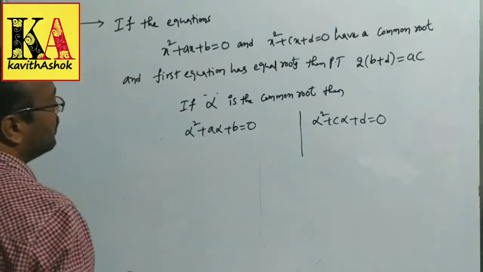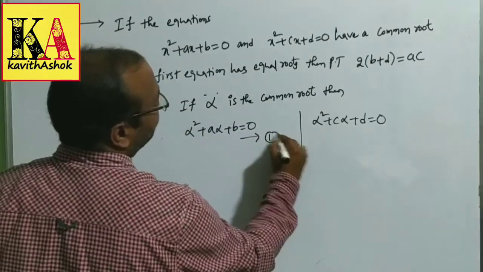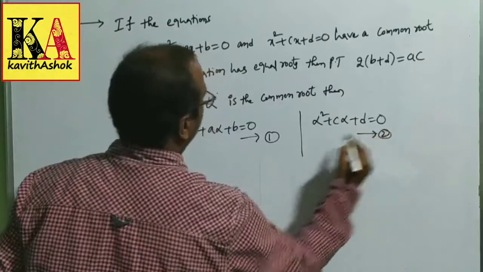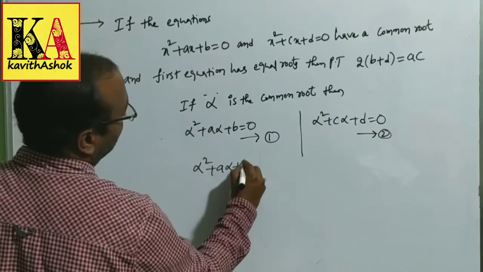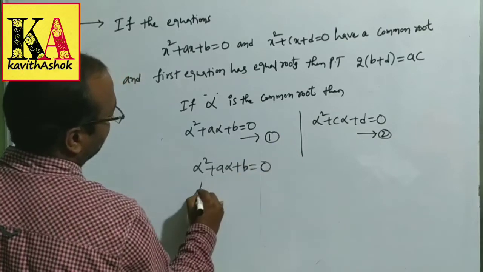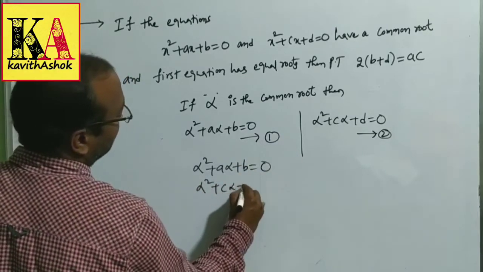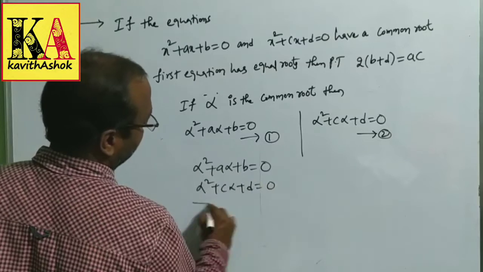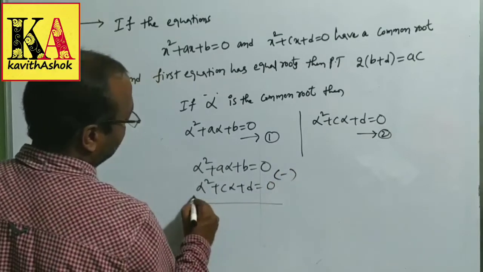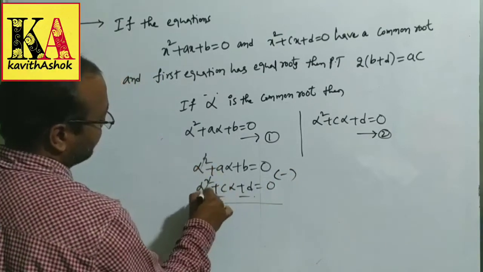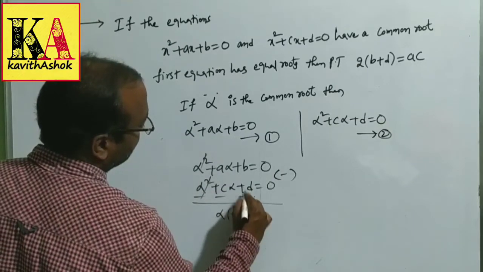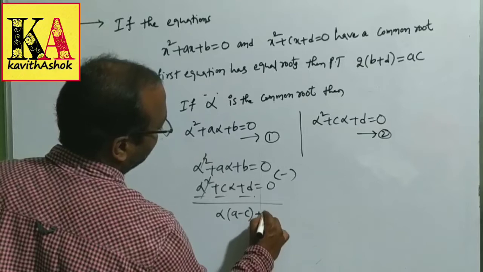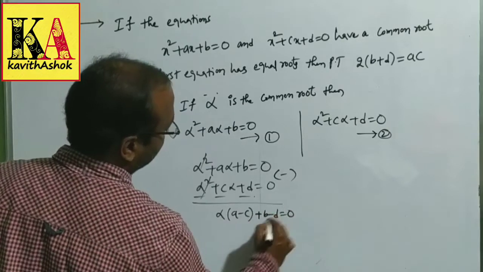So we will solve these two equations 1 and 2. Okay. Now alpha square plus a alpha plus b equal to 0, and alpha square plus c alpha plus d equal to 0. Subtraction: alpha square gets cancelled. Alpha is common, a minus c, we get here, and b minus d equal to 0.